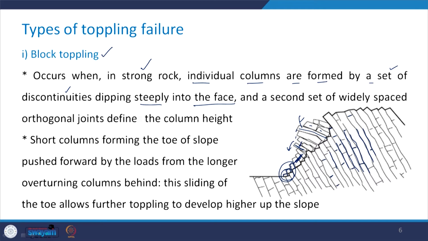See what will happen? The moment this block starts toppling, it exerts force onto the small columns which are near the toe. Because of this force, this material tries to slide. The moment it tries to slide, the upper column also starts experiencing overturning, and this is how this phenomenon transfers from one column to the other till a state comes beyond which these columns become stable.